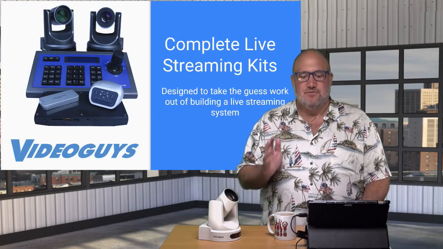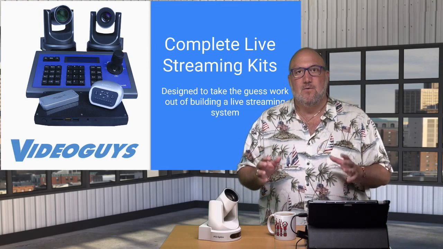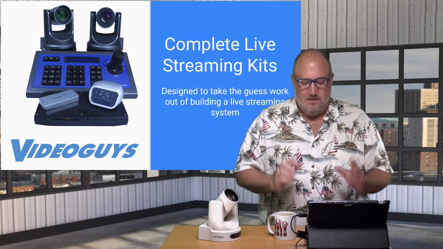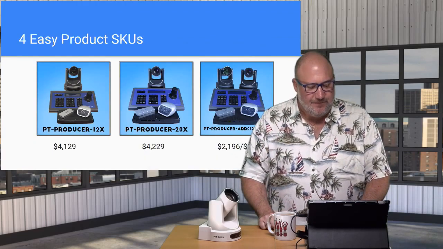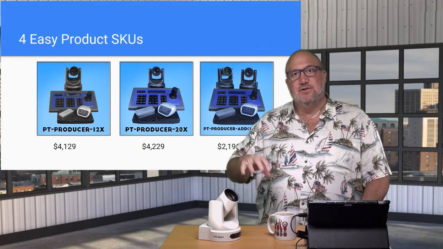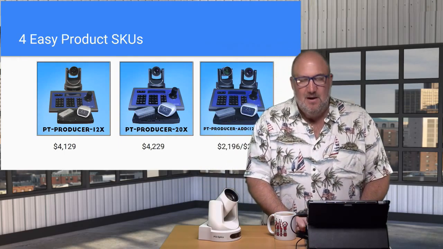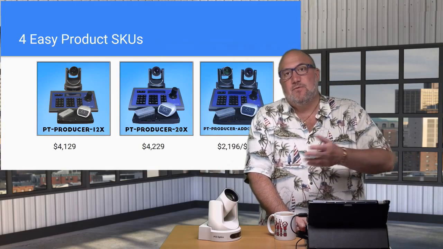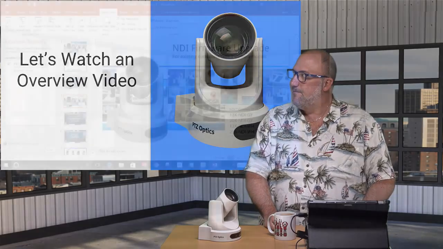It's a complete live streaming kit. It's everything you're going to need to be able to stream video on the web. There are 4 different kits you could choose from. There's a 12X kit, there's a 20X kit, and then there are additional add-on kits you can add to the base kit to give yourself a second PTZ camera, either 12X or 20X. So you could mix. You can have 2 12Xs, a 12 and a 20, or 2 20s, your choice. All right, let's watch an overview video that Paul and the gang at PTZ Optics did on the producer kits.